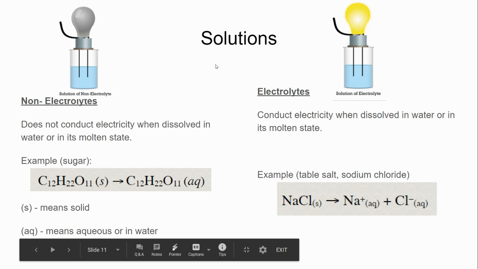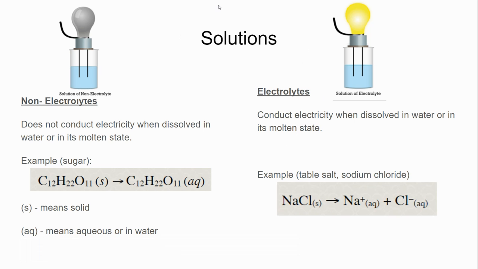Okay, so let's talk about solids in solutions. We can have two types of solutes. Well, I guess three types because we could have gases too, but we're not going to talk about gases too much. When we're talking about solids in solutions, there can be two types. We could have non-electrolytes and electrolytes.